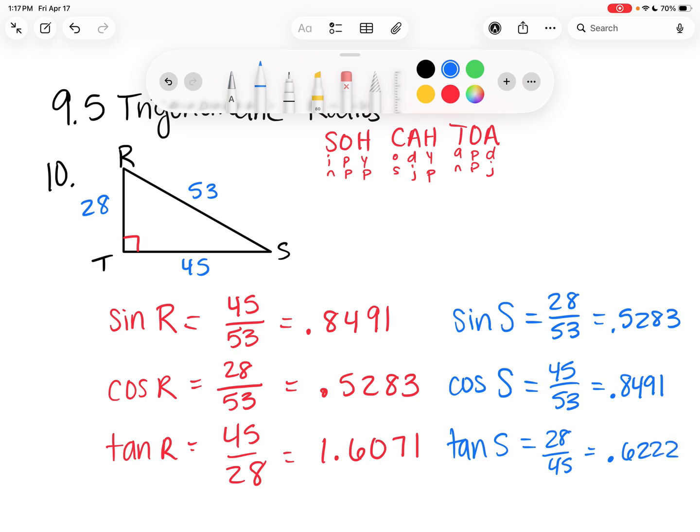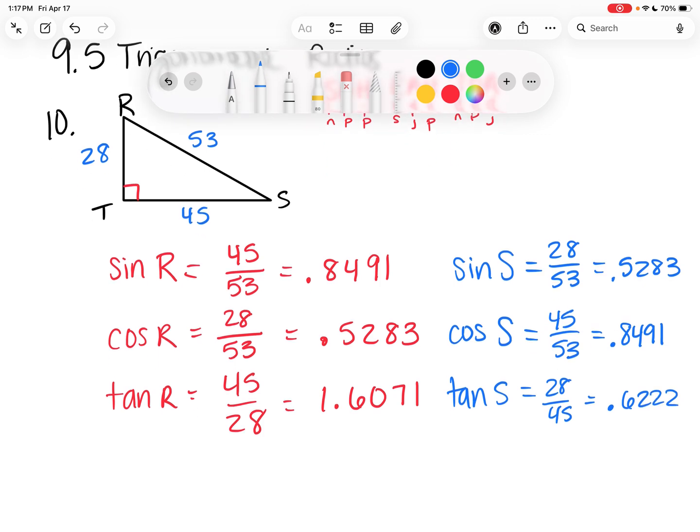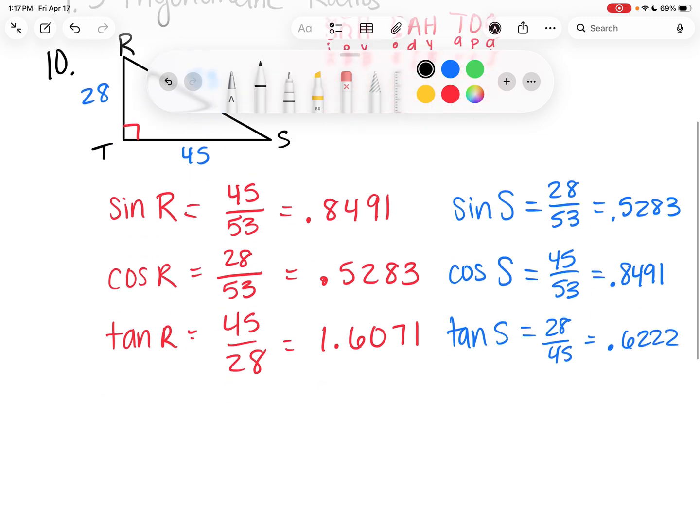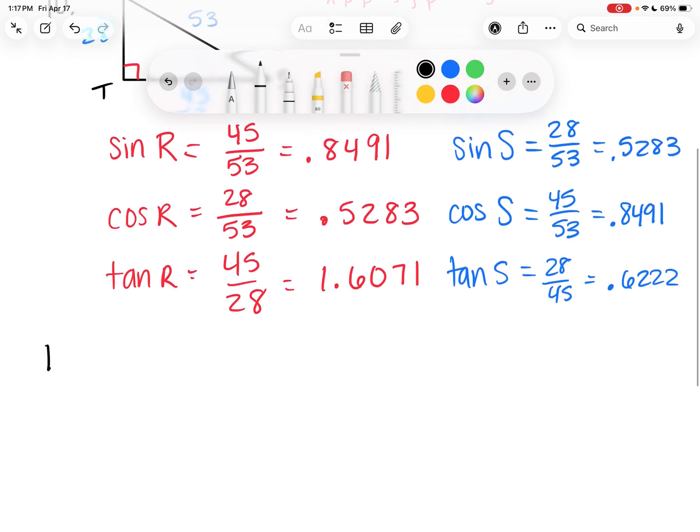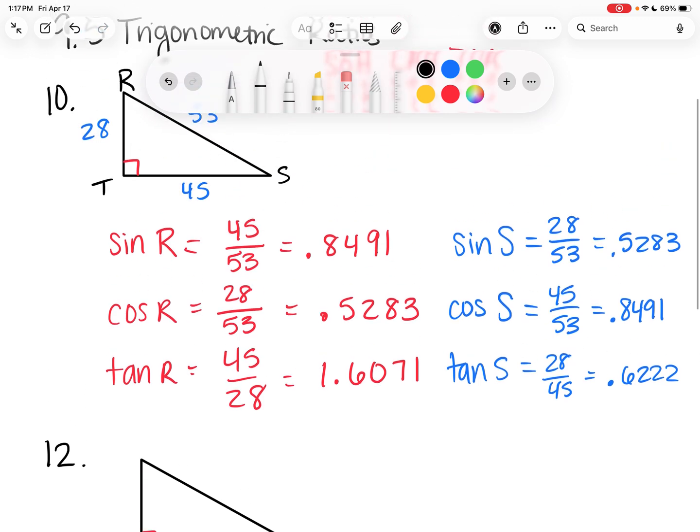All right, so then that would be that one. 12. You don't do T. You're only doing the acute angles.